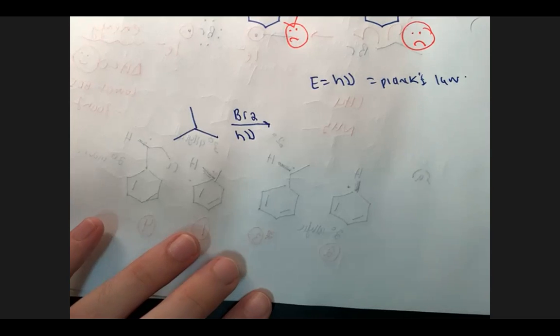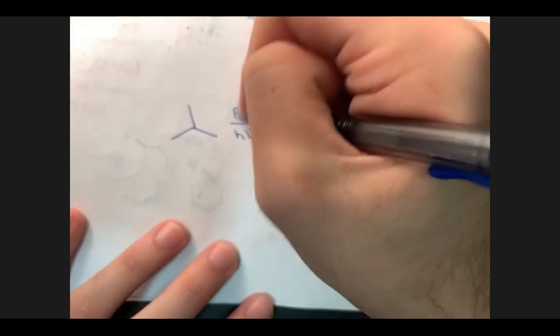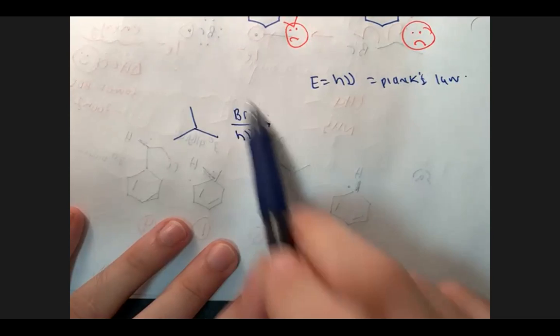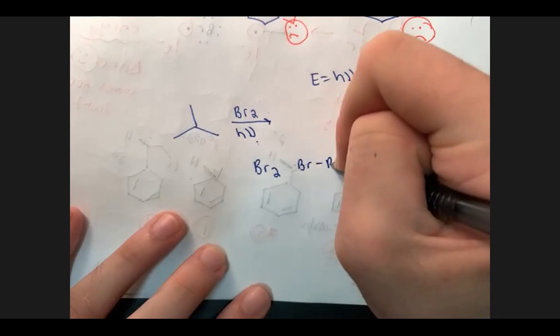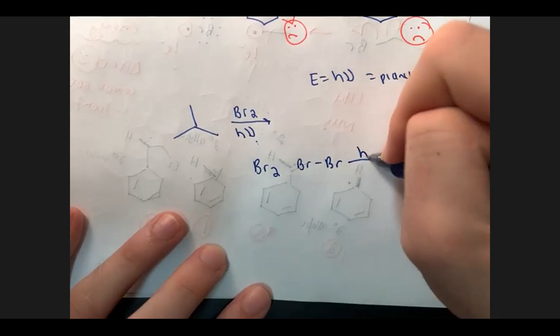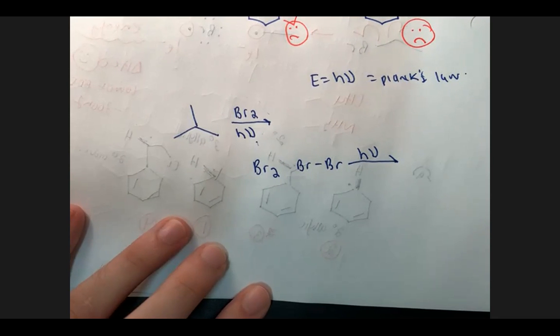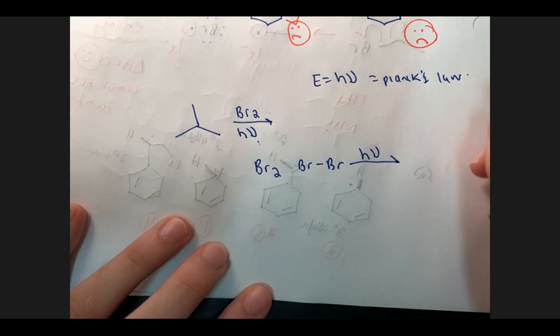Okay, so the first thing that happens, again, remember, when we don't have numbers, we have to ask ourselves what happens when these two things interact first. So let's just draw that. Br2, which is essentially the same as saying Br line Br, and then I'm going to draw this reactant arrow, which is hν. That just stands for light or energy or things like that.